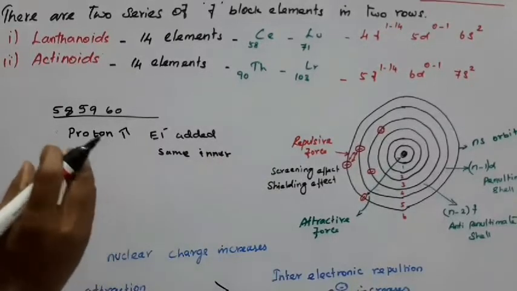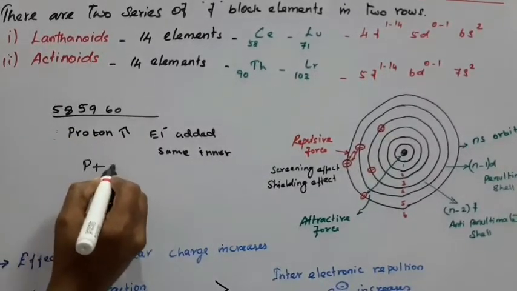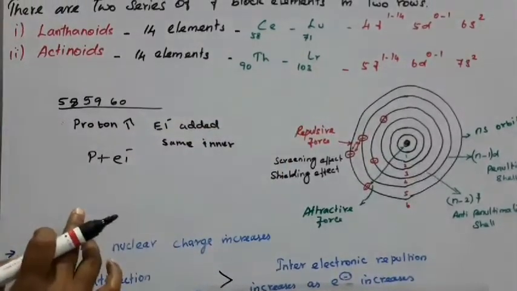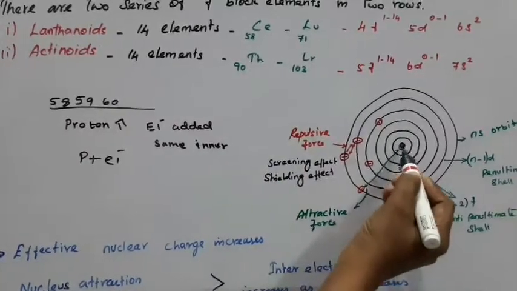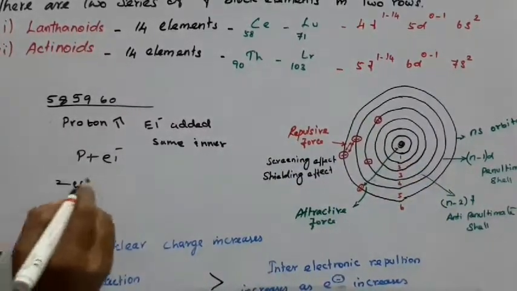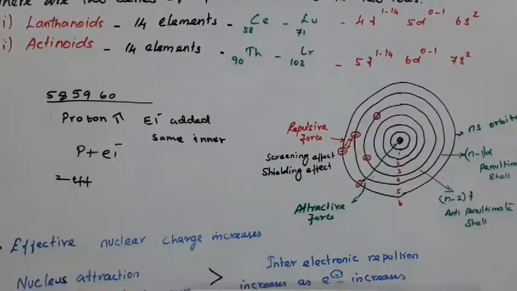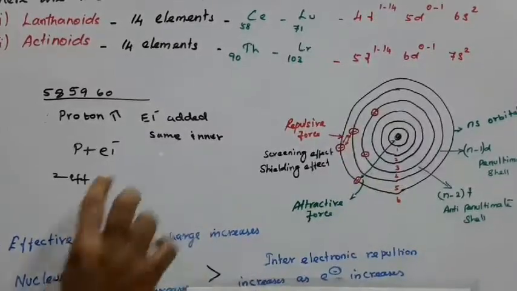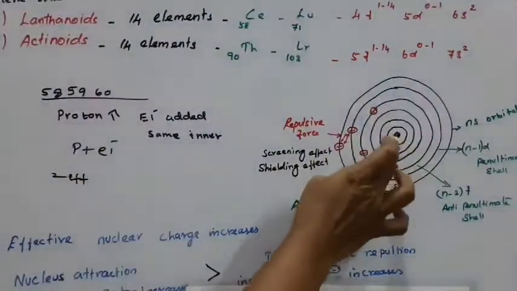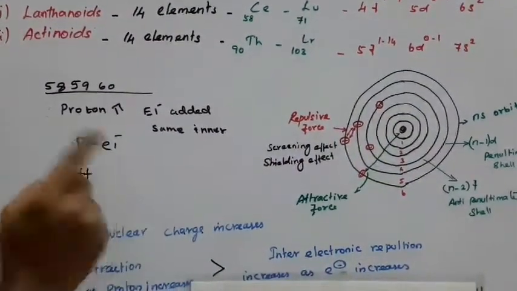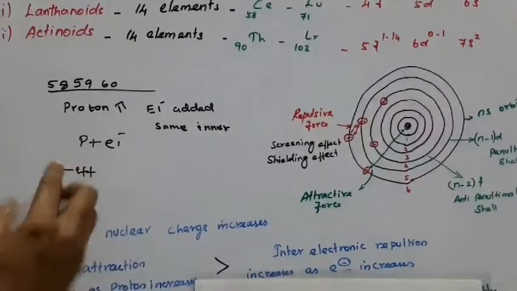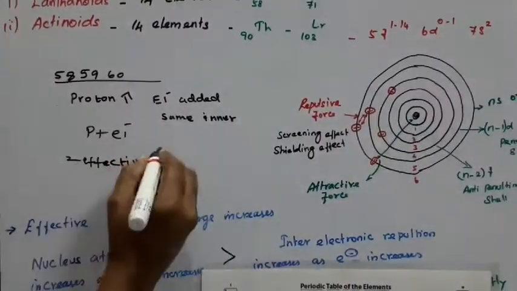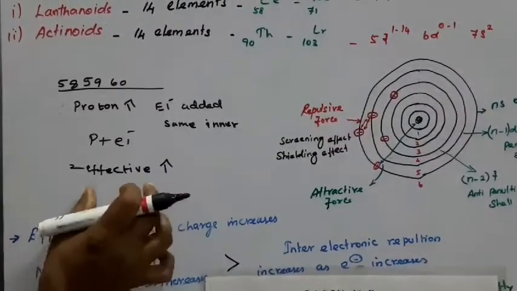Here you see the atomic number is nothing but the number of protons plus the number of electrons. So for this series cerium to lutetium, what happened: a proton is added, so the effective nuclear charge is very high, because each time one proton is added, and at the same time the electron also fills in the shells. Electrons fill in the shells and protons are added into the nucleus, because the atomic number is nothing but proton plus electron, so that causes the effective nuclear charge to be very high.